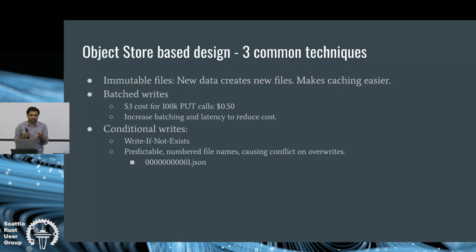The third is conditional writes. This was not available in S3 until August last year or so. It is available now in S3. With that, it is available in all the major cloud providers. The conditional write, which is write a file if it doesn't exist, along with the technique of using predictable file names such as file number 1, file number 2, and so on, is used to cause conflicts so that two different clients don't overwrite each other's data. So these three common techniques are used in a lot of products. That's what is used in SlateDB as well.